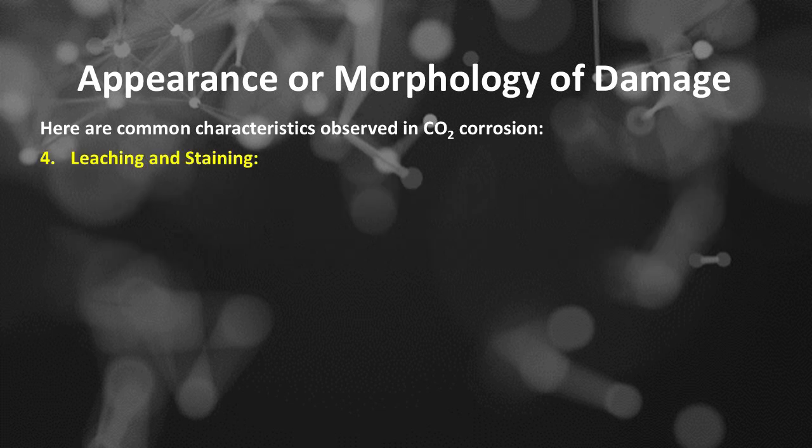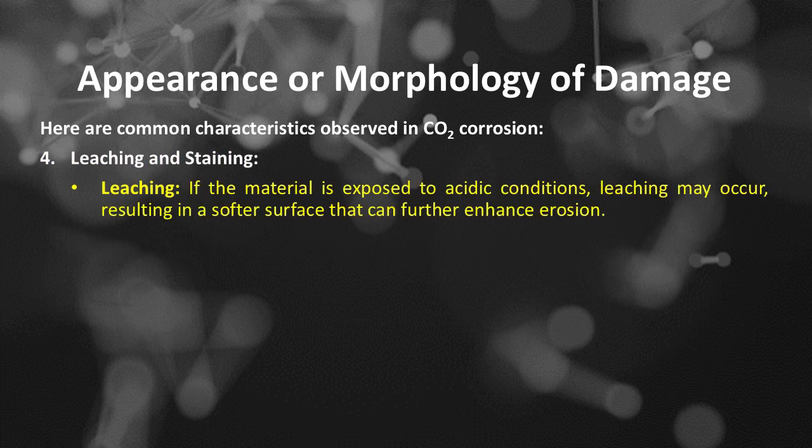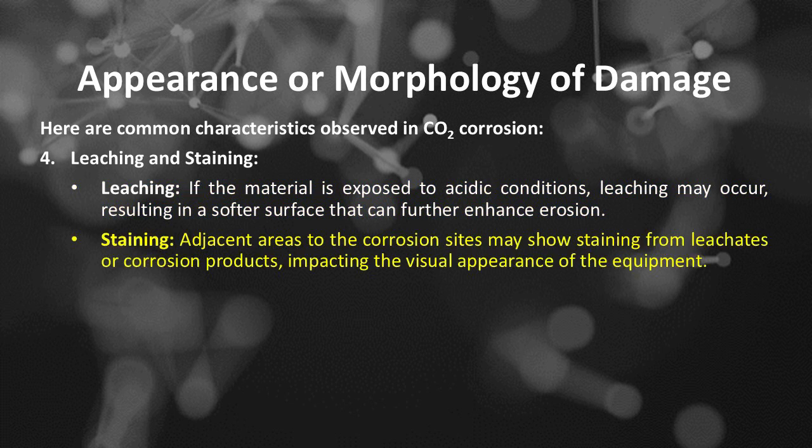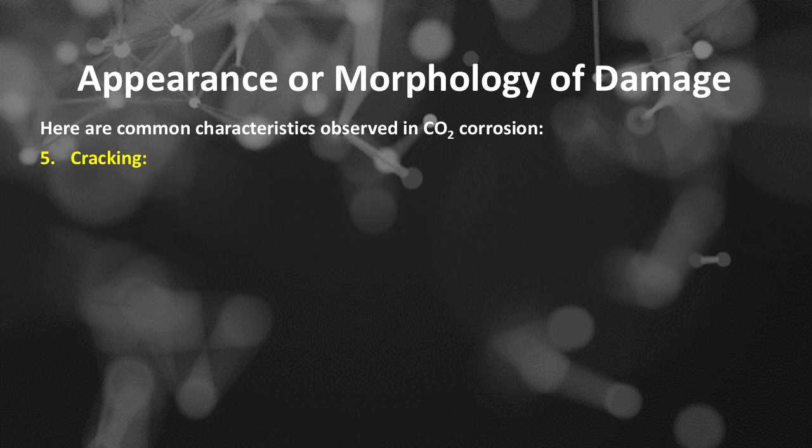Characteristic number 4 is leaching and staining. Leaching. If the material is exposed to acidic conditions, leaching may occur, resulting in a softer surface that can further enhance erosion. Staining. Adjacent areas to the corrosion sites may show staining from leachates or corrosion products, impacting the visual appearance of the equipment. Characteristic number 5 is cracking.